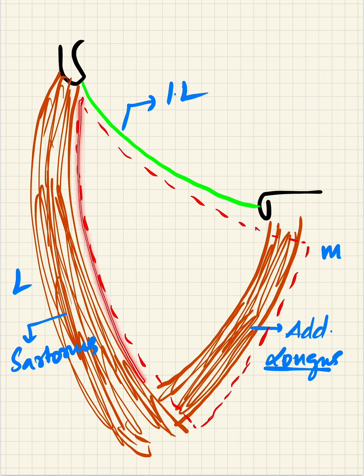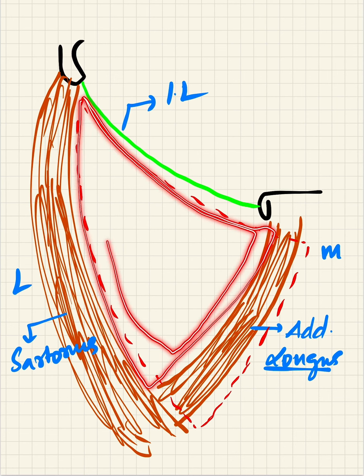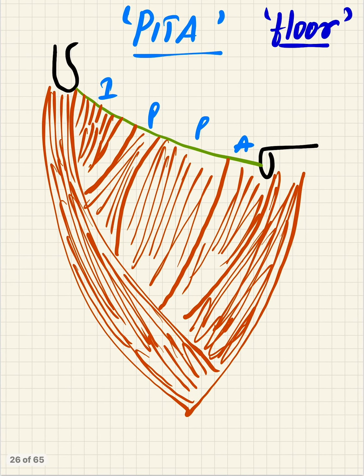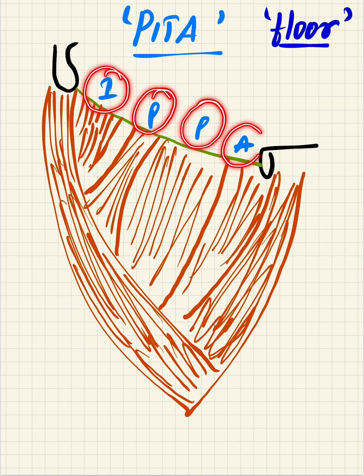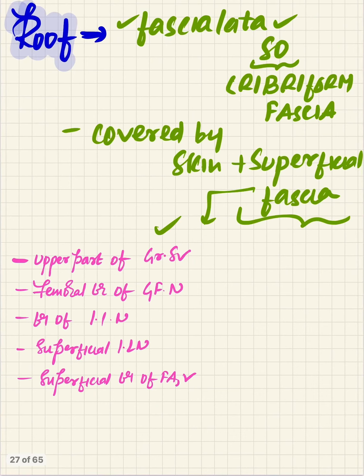This floor is gutter shaped. It will have four muscles, namely iliacus, psoas major tendon, pectineus, and adductor longus. You can remember them with a mnemonic like PIT A or PIT B. It's just a silly one, but still, it could make things easier to remember. You have to know the sequence from lateral to medial. From lateral to medial, it comes iliacus, psoas major tendon, pectineus, and adductor longus.